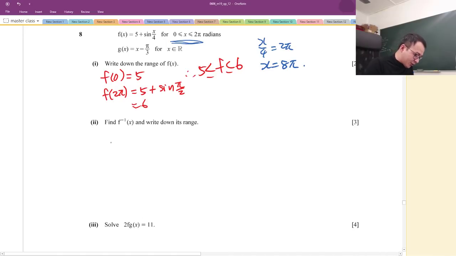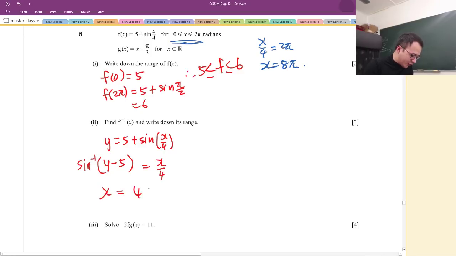Alright, so okay, f inverse and range. So f inverse is quite simple. So we're going to make y equals 5 plus sine x over 4. So y minus 5, inverse sine, equals x over 4. So x equals 4 inverse sine of y minus 5. So f inverse of x equals 4 sine inverse of x minus 5.